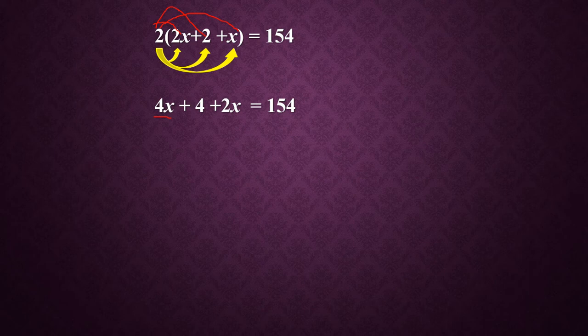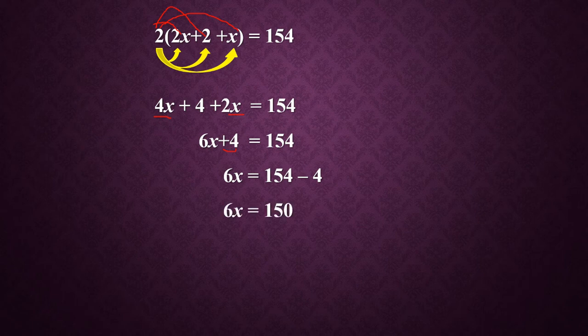Next, 4x and 2x, both are x terms, so we can add them. So 4x plus 2x is 6x plus 4 equal to 154. Now we have to find the value of x. So this 4 we have to transpose to the opposite side. So 6x equal to 154 minus 4. So if we are subtracting, 6x equal to 150.